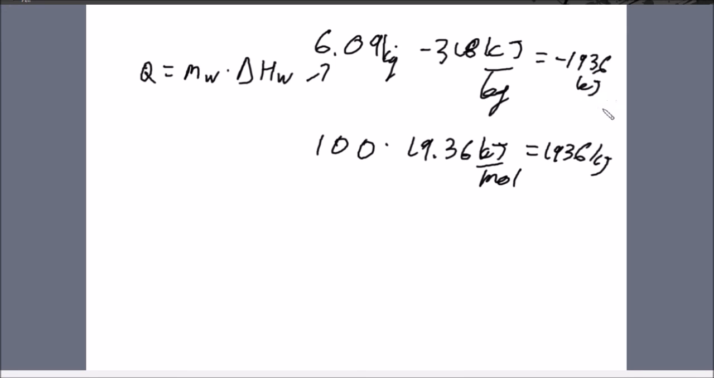Or if you do it from the propane side, they're always going to be different signs, because one is giving energy, one is getting rid of energy. One is receiving, one is giving. And you'll see it's 100 times 19.36 kilojoules per mole, which gives you the exact same answer, just a different sign. This is for the propane. That's all it is.